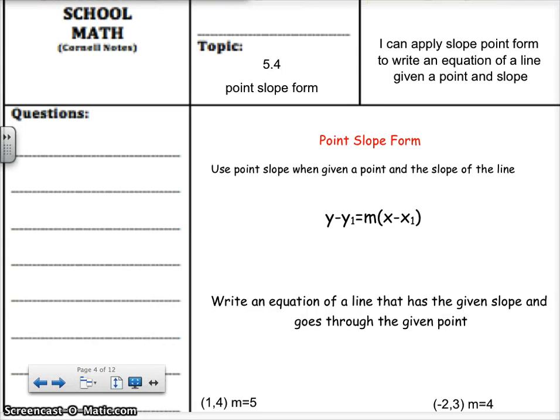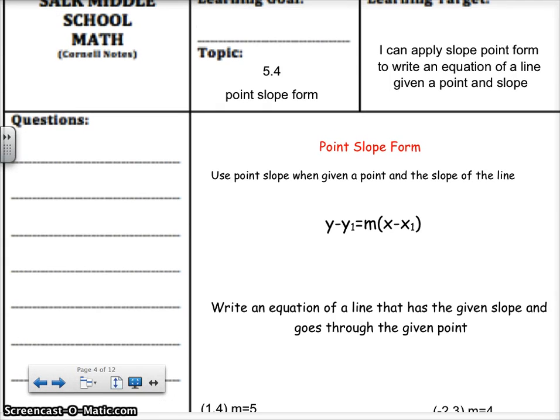Right, we're moving on to 5.4. You're learning very good. Today you can apply slope point form to write an equation of a line given a point and a slope. This version, so we've learned slope intercept. That's what we know right now. We know how to graph a line from slope intercept form.